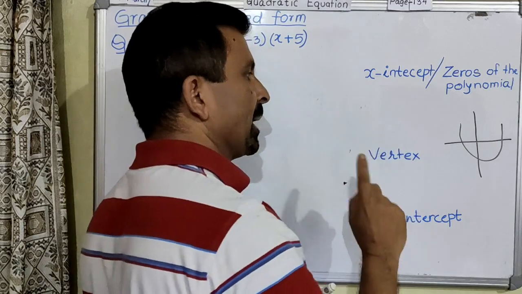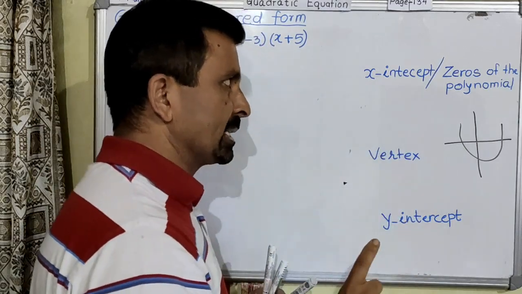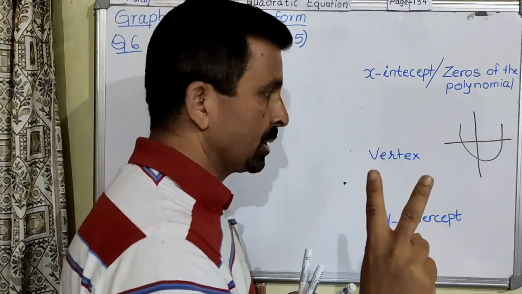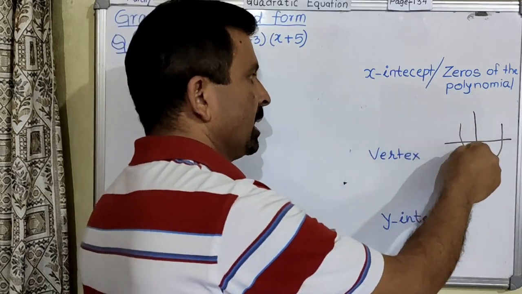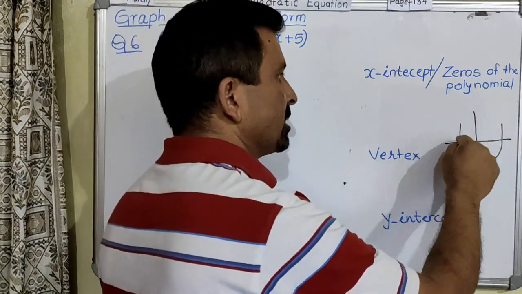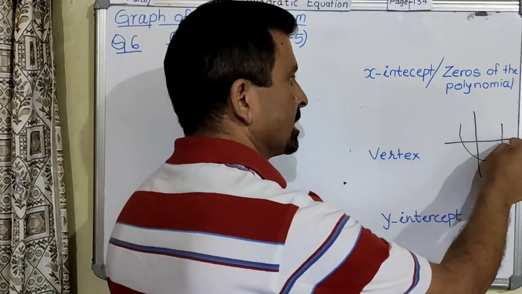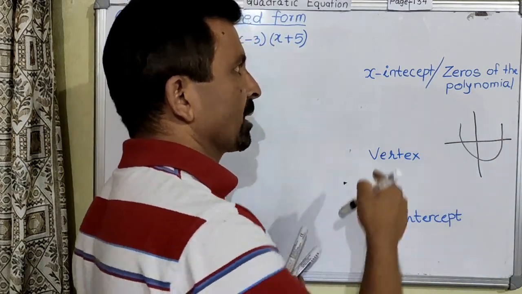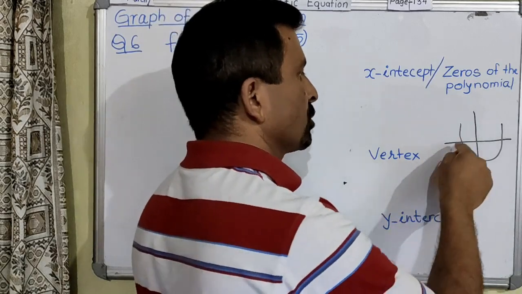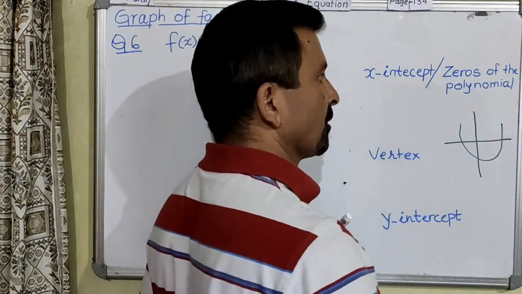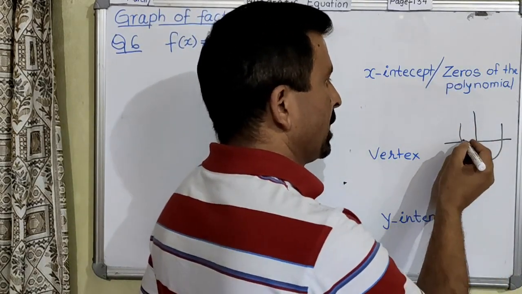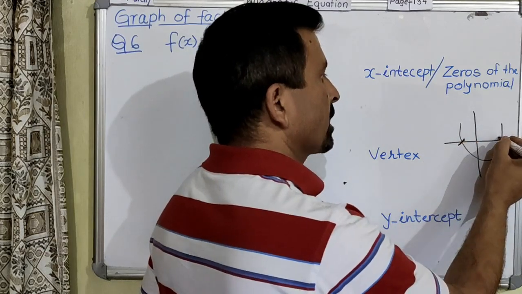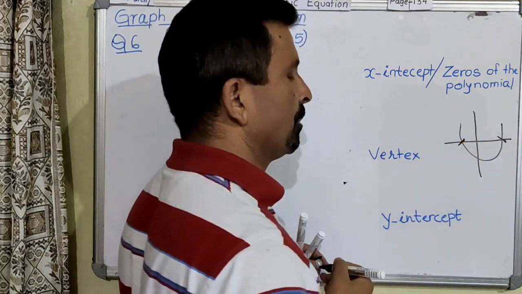That means your parabola cuts the x-axis at 2 points. This horizontal line is your x-axis. It cuts the x-axis at 2 points, right? And those 2 points are called the x-intercept. And those 2 points are also called the zeros of the polynomial. We can call these points either the x-intercept or the zeros of the polynomial.